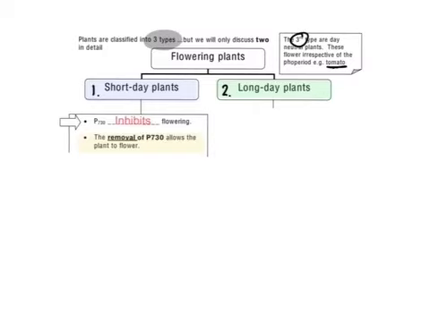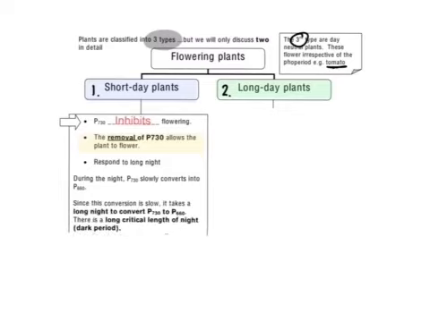So how does that plant get rid of P730? Come on, think about it. Well done, Daniel. Must be in your genes. They respond to a long night. In other words, during the night, P730 slowly converts back to P660. Because that's a slow process, they need a long period of night to ensure that the P730 is removed.